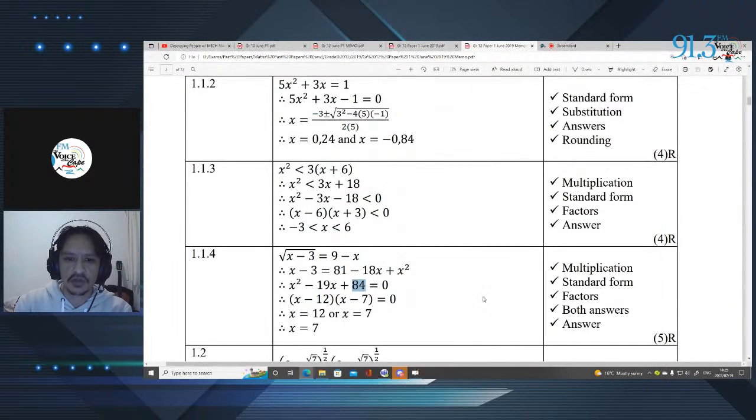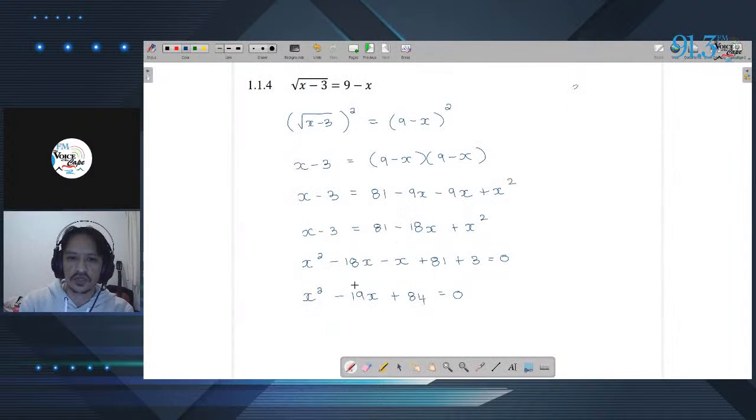So let's just check the memo anyway. And they used 12 and 7 as factors. 7 times 12 gives you 84. And negative 12 and negative 7 will give you negative 19x. And we'll end up finding that therefore x equals 12 or x equals 7. However, you notice something here. They're only stating that x equals 7. Why is that? Well, let's just quickly take a look over here.